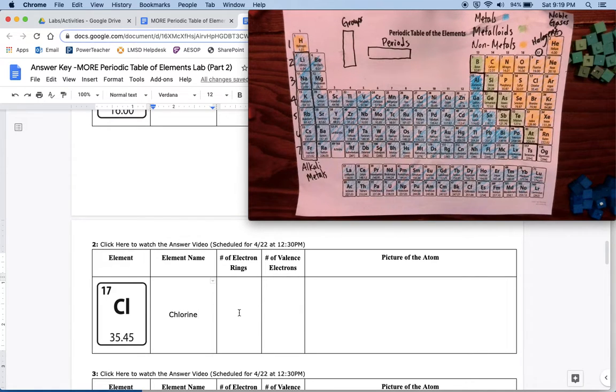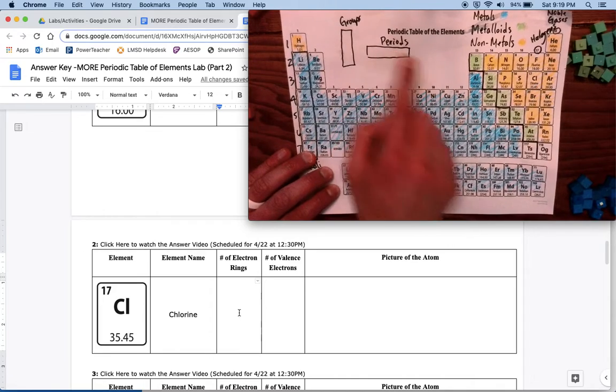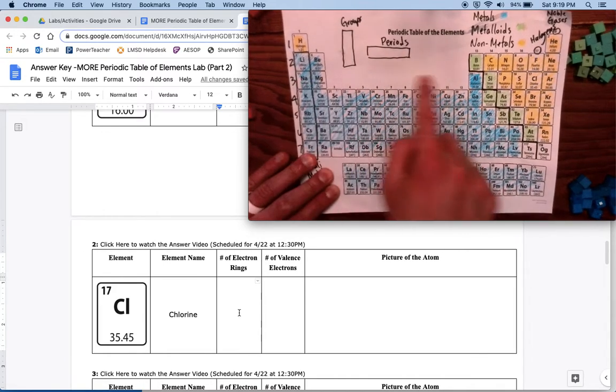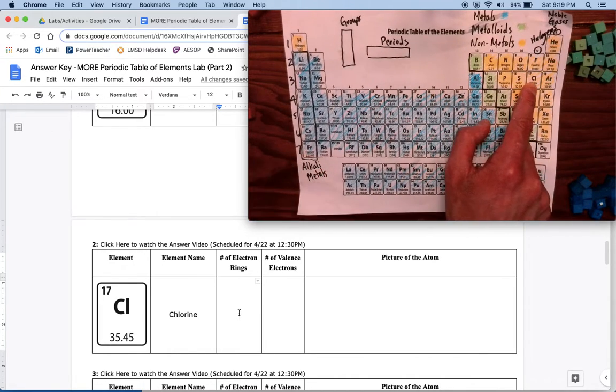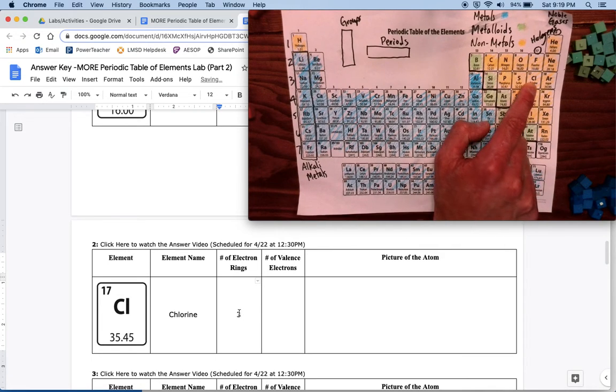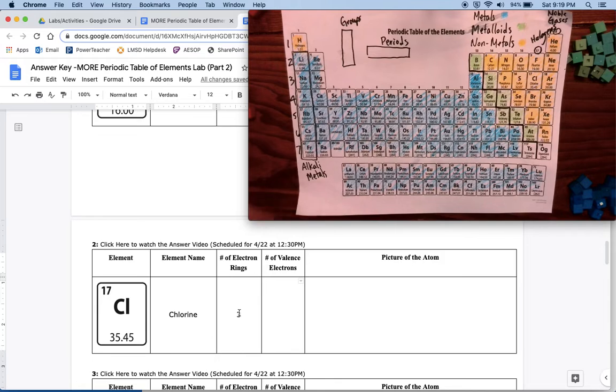All right, from here, let's look at how many electron rings it has. Remember, electron rings, it's the period number. So since it's in the third row, it's in the third period, which means it has 3 electron rings inside of its atom, right? How many valence electrons does it have? Since it has 3 rings, how many does it have on its third ring?